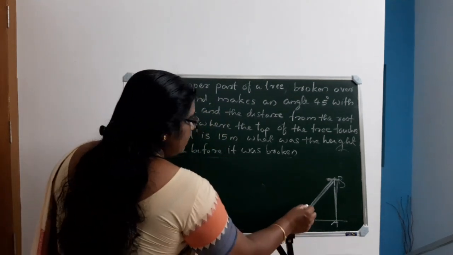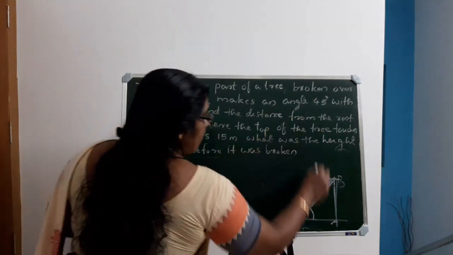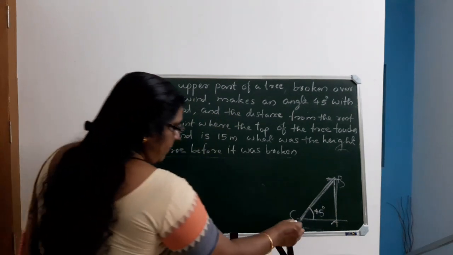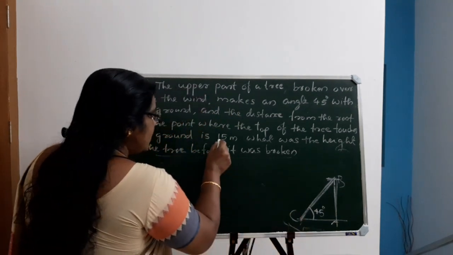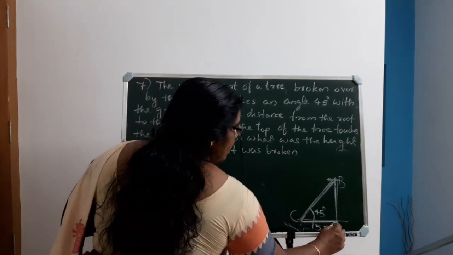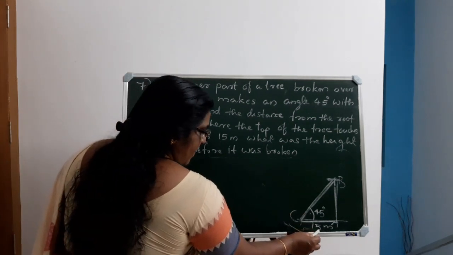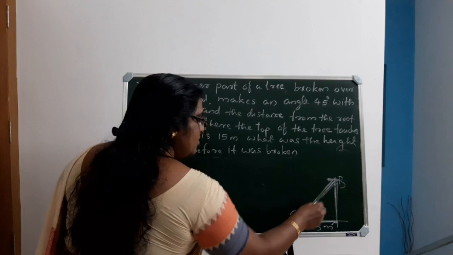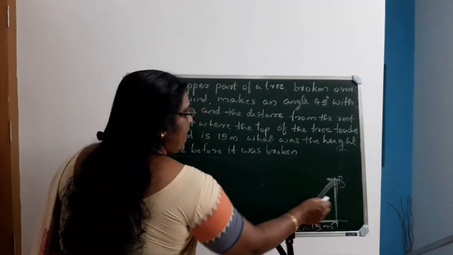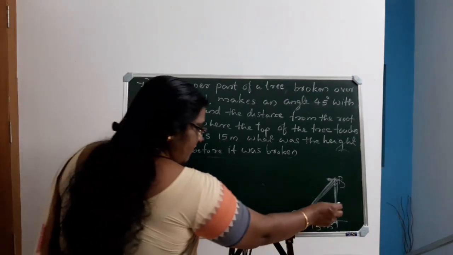Right? And this upper part makes an angle with the ground of 45 degrees. So this angle is equal to 45 degrees, and the upper part touches the ground at a distance of 15 meters. This distance is 15 meters. The angle and a base are given, and we have to find AB, and after that BC. Two sides we have to find, AB and BC. Then add AB and BC, and we will get the answer. Right? So first we can find AB.